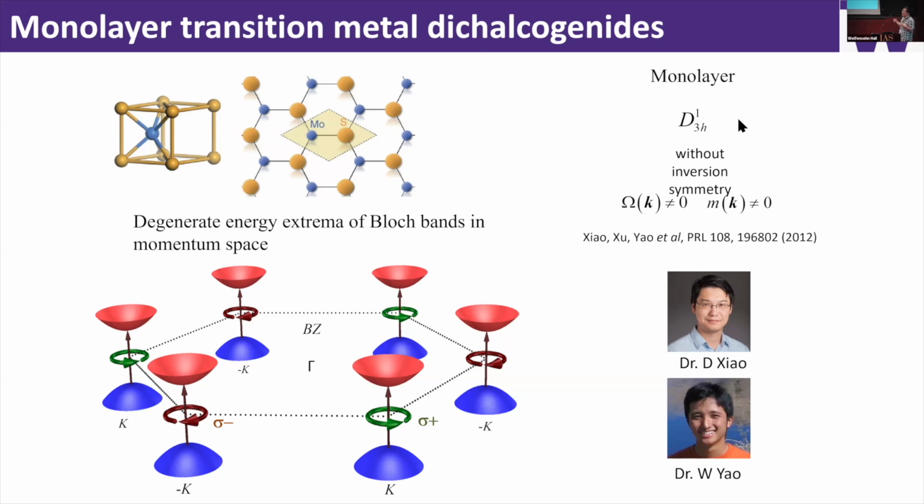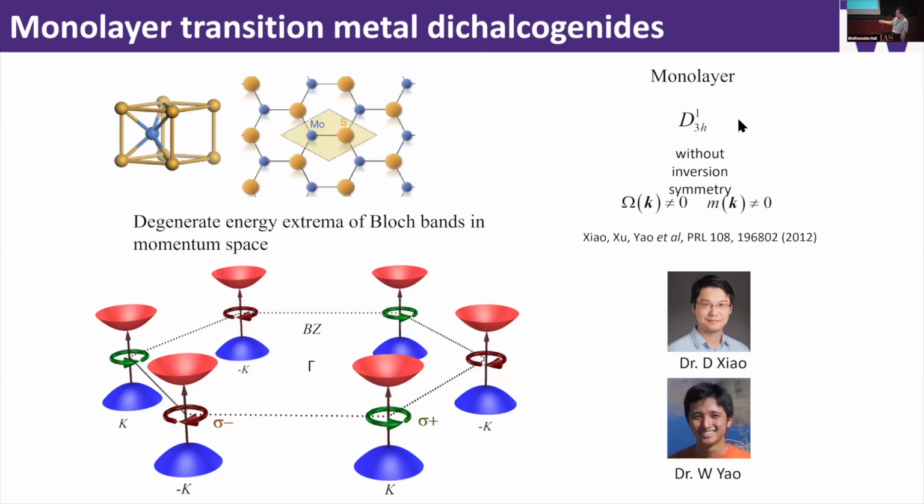This broken inversion symmetry gives rise to these valley-dependent physical properties. What I mean is that the Berry curvature at these two valleys have opposite signs. And also the valley magnetic moment at these two valleys, K and minus K, also have opposite signs. So these valley-contrasting physical properties give rise to many interesting phenomena in these TMD systems.